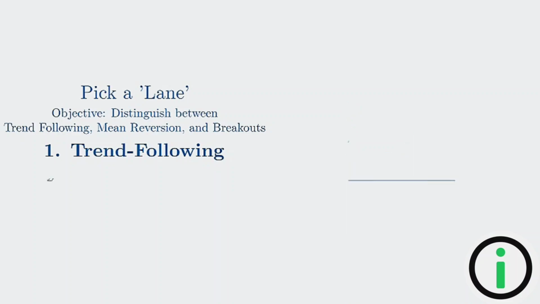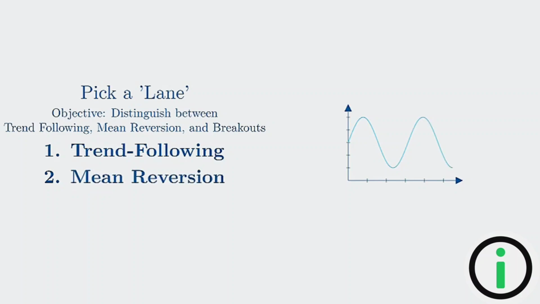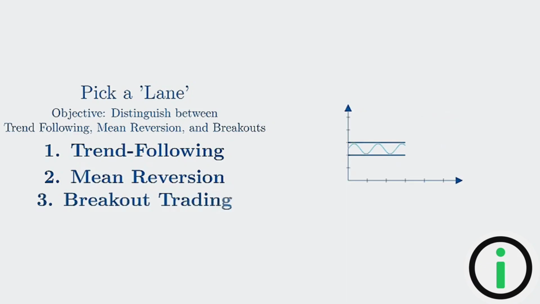The second is mean reversion. This assumes that prices eventually return to an average. You sell high at resistance and buy low at support. This thrives in range-bound markets but gets crushed when a real trend starts. The third is breakout trading. You are looking for a volatility expansion. You buy when the price clears a level that previously held it back. This offers high rewards but often comes with a lower win rate.